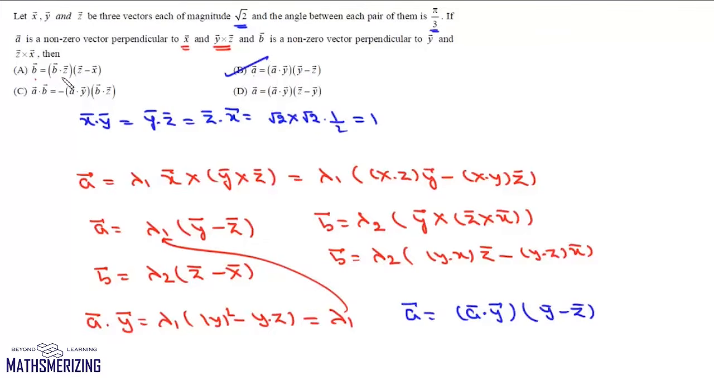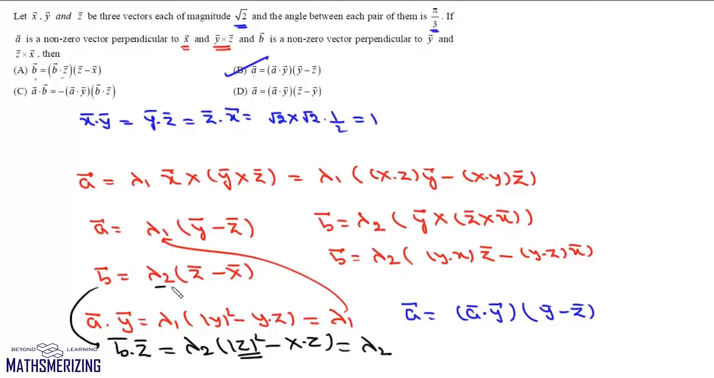In the same way, in B we have B dot z. So if we take dot product with z, we can write B dot z will be equal to lambda 2 times mod of z square minus x dot z. Now mod of z square is 2, and 2 minus 1 is 1. So it will be this lambda 2. Now we put lambda 2 as B dot z. Then we can write this B as B dot z into z minus x, and that's your option A.